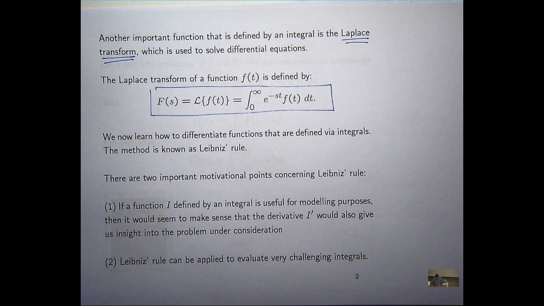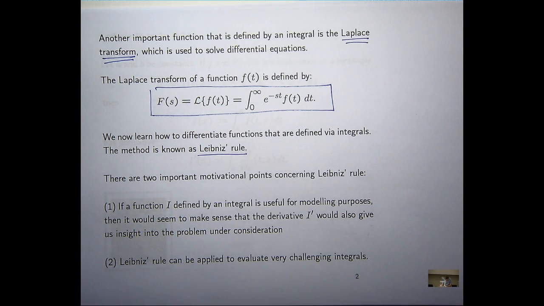So what we're going to do today is learn how to differentiate functions that are defined via integrals. And the method is known as Leibniz rule. The question is, why would you want to do that? Well, I can think of two reasons for us to motivate our study in this area.